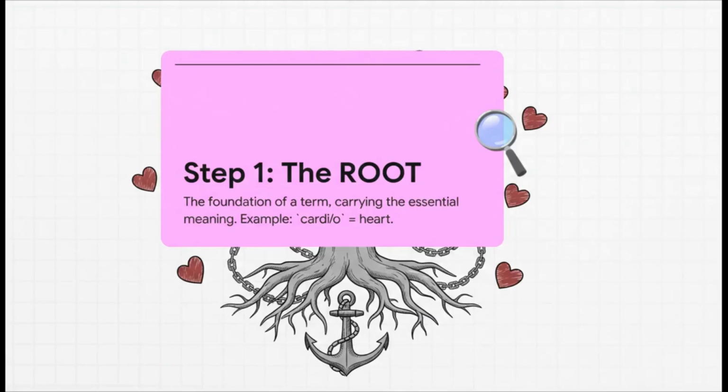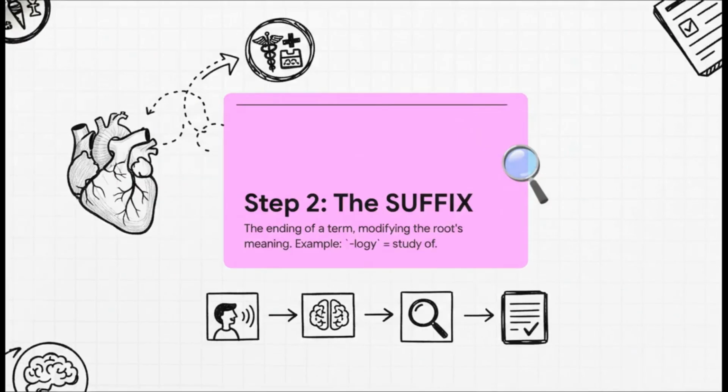Okay, step one. The most important piece of the whole puzzle is the root word. This is the core, the foundation of the term's meaning. A great example is cardio. It comes from the Greek word for heart. So anytime you see cardio pop up, you know, okay, we're talking about the heart. That's our anchor.